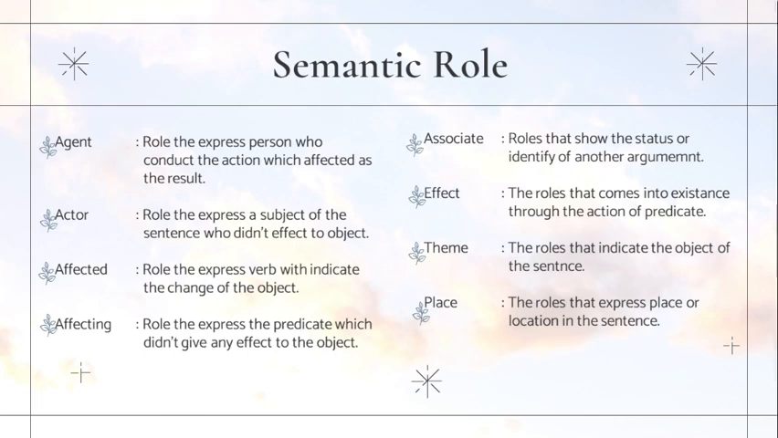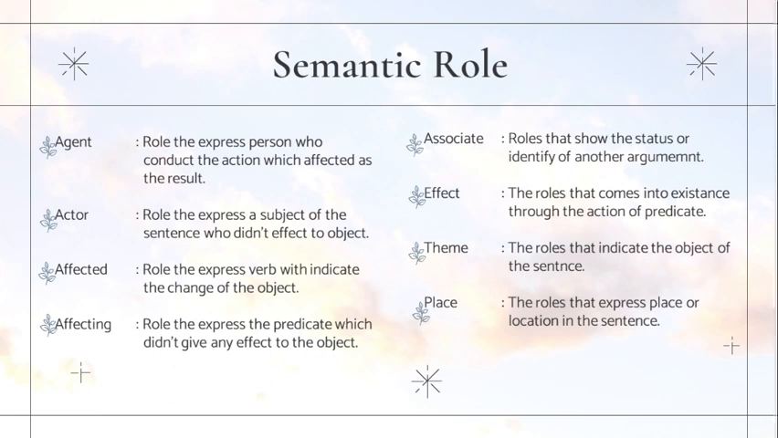And next, semantic rules. Semantic rules means analyzing the sentence by seeing the roles of each word in the sentence. Analyzing the meaning of a sentence by seeing the roles of the words is called semantic rules. There are 8 roles that we have to know. For the first, agent, actor, affected, affecting, associate, evoke, place, and theme.